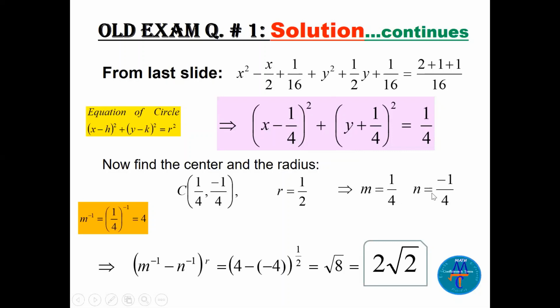So we have m, we have n, we have r. Remember, what do I need in the question? m to the power minus 1. So 1 over 4 to the power minus 1, which is 4. See, 4 minus, this one also to the power minus 1, minus 4. So 4 minus minus 4 is 8. To the power r, which is half: the square root of 8, simplified, the final answer is the square root of 2. That's a big story, I know, but just be careful about numbers.